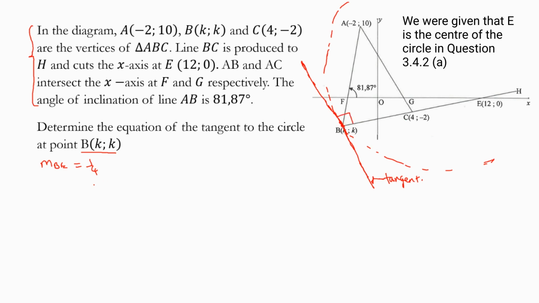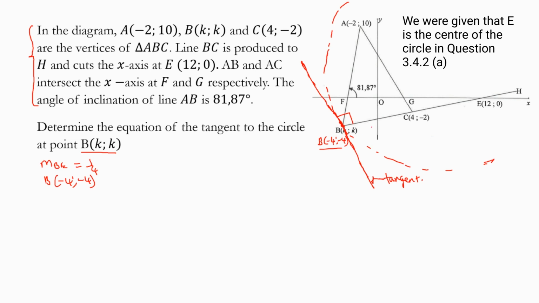Right, and then we also got the coordinates of B. Remember we said the coordinates of B are negative 4, negative 4, in question 3.3.1. We got this one in question 3.3.1. So the coordinates of B are negative 4, negative 4. So now we want the equation of the tangent, right?